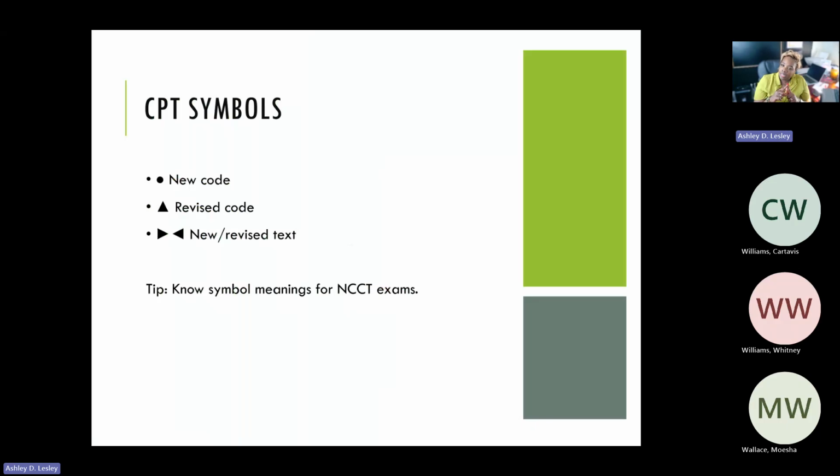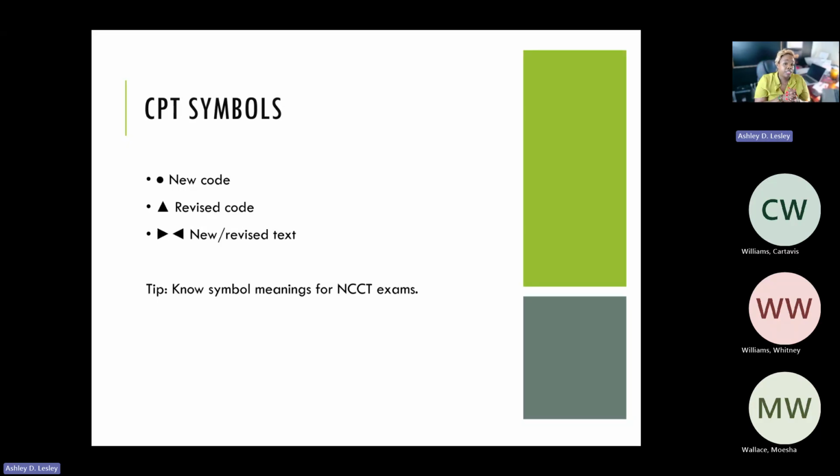It's very important that when you are coding and you see a revised code, you make sure you read it in its entirety. After doing it for some years, you think, oh, I know that code, I know what that means. Well, it could change. Just because it meant this in 2025 does not mean it means the same thing in 2026. All right, and that's new and revised text.